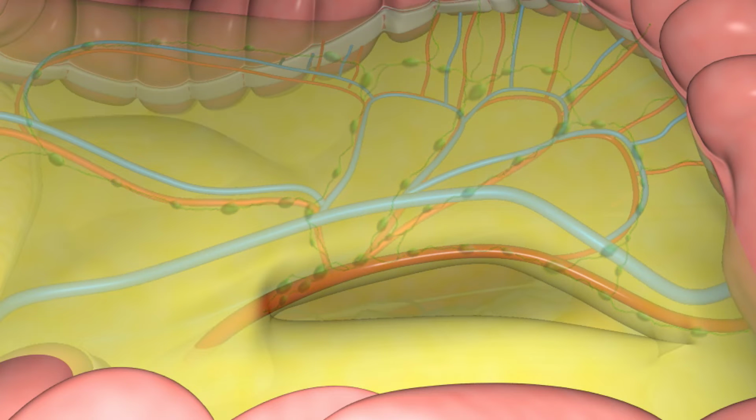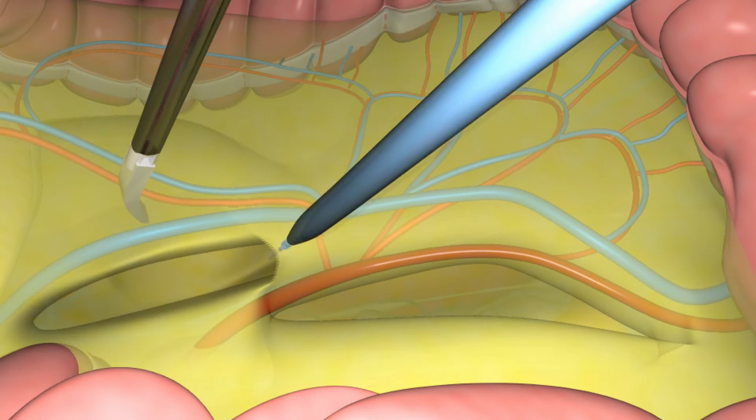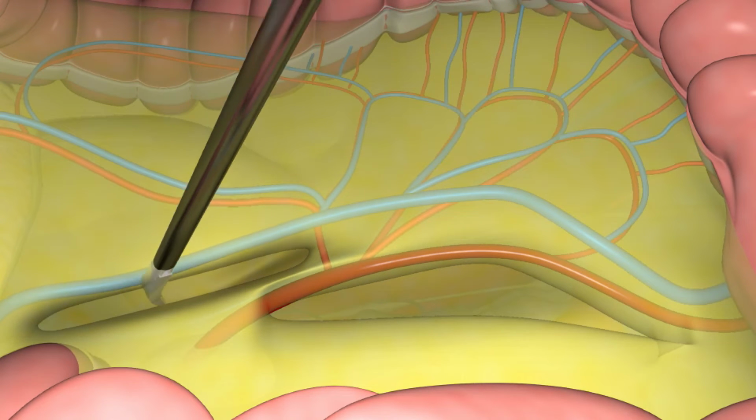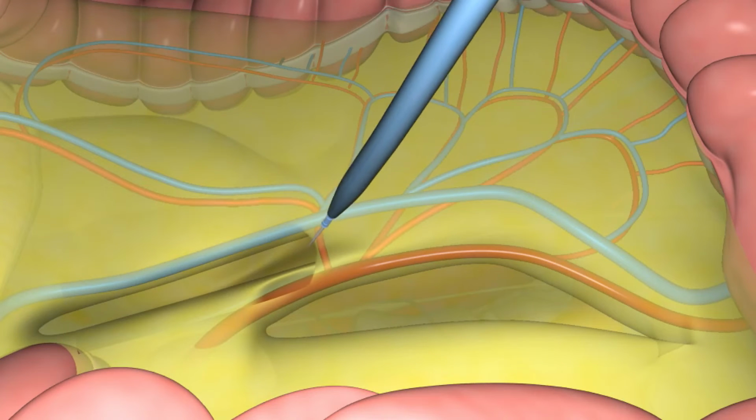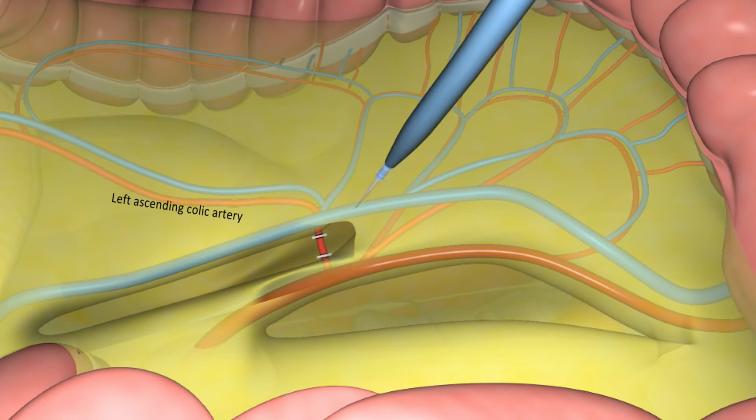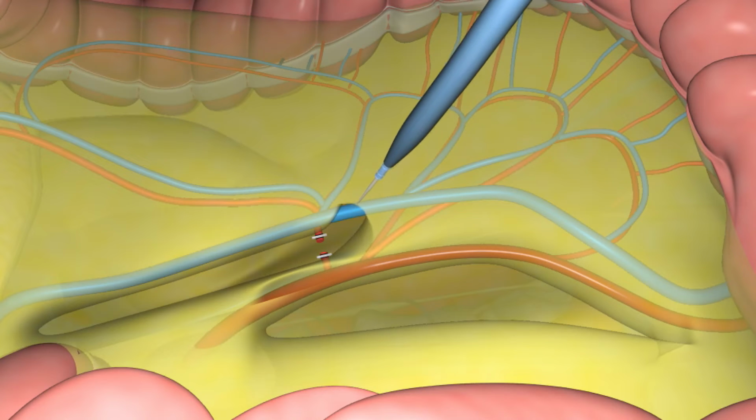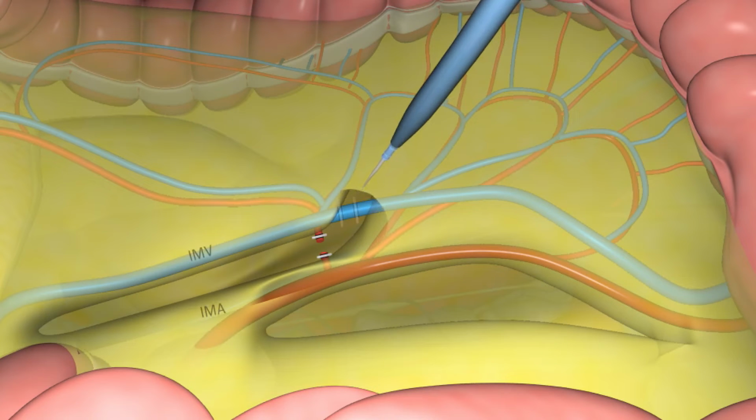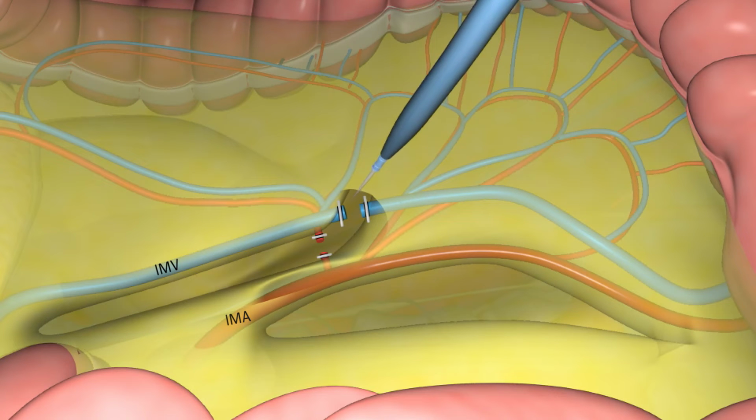The dissection at the origin of the inferior mesenteric artery involves a risk of injury to the autonomic nerves around the origin of the inferior mesenteric artery. A meticulous dissection of the artery helps to avoid this risk. The left ascending colic artery is then ligated centrally, and the lymph nodes at the origin of the inferior mesenteric artery are dissected with preservation of the autonomic plexus.